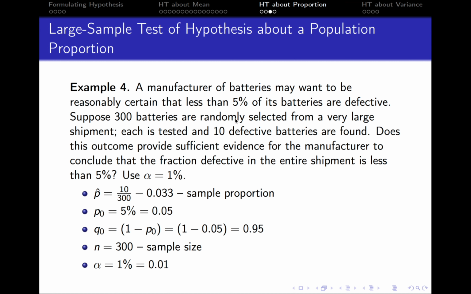Based on this information, first of all, we can calculate the sample proportion. 10 defective batteries out of 300 gives us the proportion of 10 over 300, or 0.0333, the proportion of defective batteries in the sample of 300 batteries. The hypothetical population proportion that we are asked to work with is 5%, because we want the proportion of defective batteries to be less than 5%. So p0 is 5% or 0.05. We can get the value of q0, which is 1 minus 0.05, or 0.95. The sample size is 300 batteries, and the significance level is 1% or 0.01.